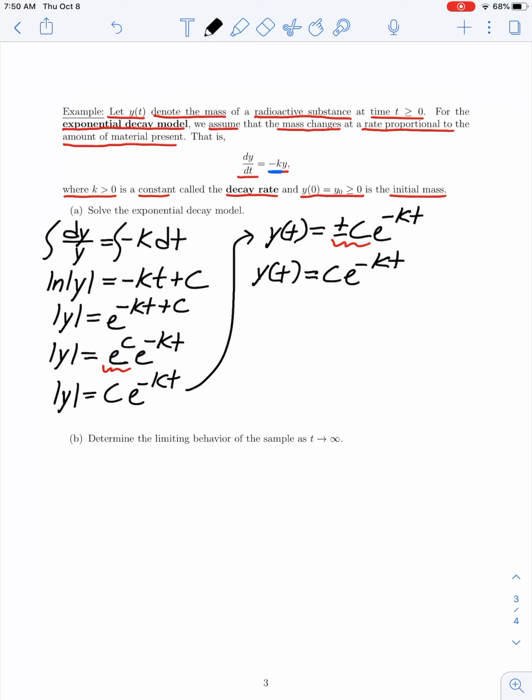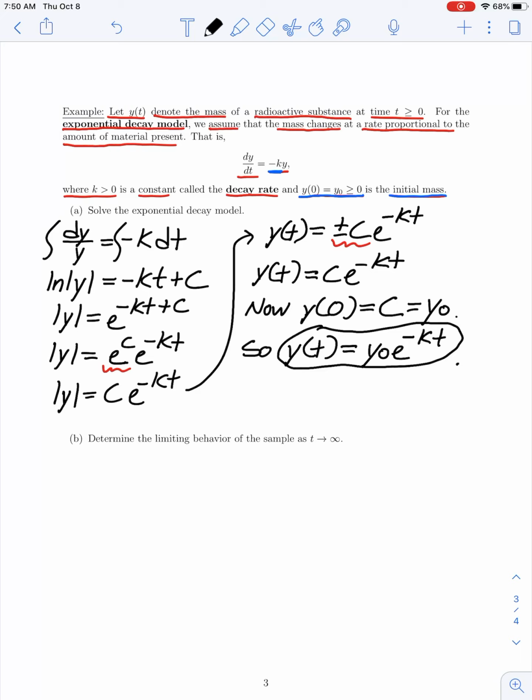Now we need to find the constant c that satisfies the initial condition that we were given, which is y of 0 is some value y naught, which represents the initial mass. So applying this initial condition, y at time 0 would be equal to c times e to the 0, or just c, and we're given that y of 0 is this constant y naught. So substituting y naught back into our general solution, we have y of t is equal to y naught times e to the negative kt power.